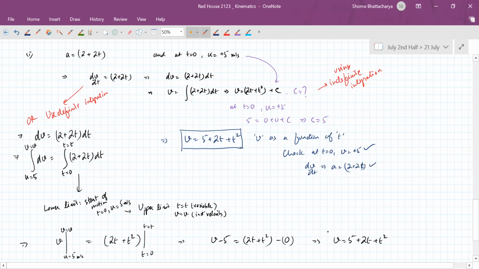That gives you the same relation, that v is equal to 5 plus 2t plus t square. So it's really up to us which of the two methods we want to use for this instantaneous velocity problem. We can go with the indefinite integration and eliminate the constant using the given condition at t equal to 0. So what we have done is eliminate the unknown constant c using the initial velocity's value.